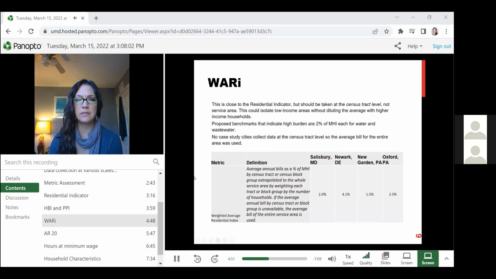The WARI is similar to the residential indicator, but it should get at a different scale, a census tract level. But like I said, there were challenges with that, because that's just not how municipalities necessarily track or collect data at the census level. So that was challenging. And so we just did the average bill for the entire municipal area. And there are some proposed benchmarks: a high burden for water and wastewater, so like a combined total of 4%, would be a high burden if it's above 4%. So this is the average annual bills as a percent of median household income by census tract. But again, we didn't have the census tract level. So that's trying to help isolate the low income areas without diluting the average with higher income households. So this is really trying to do an assessment at different scales.